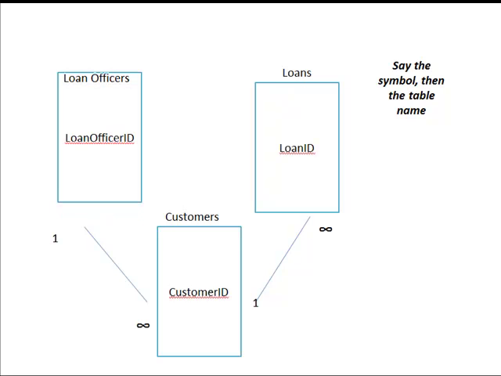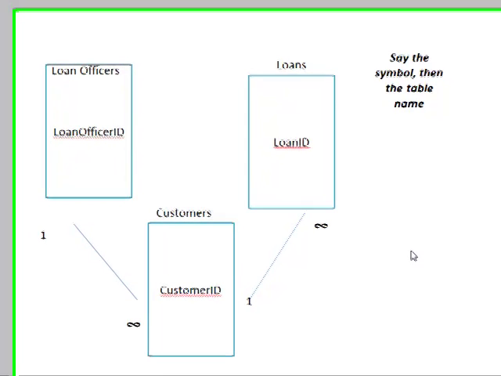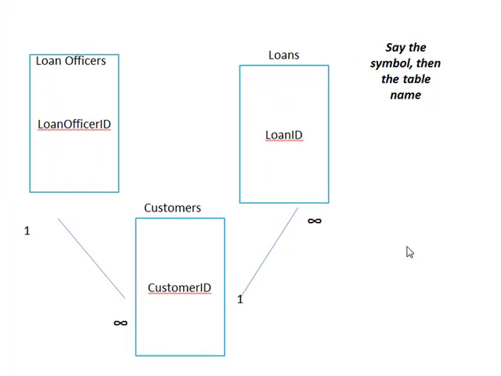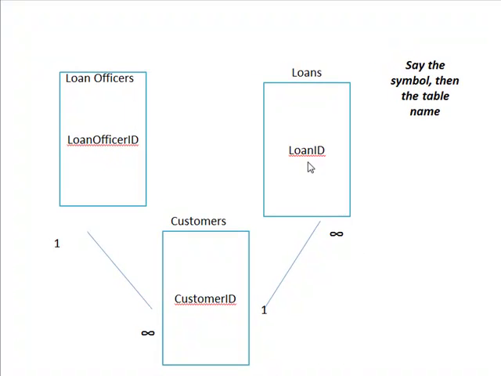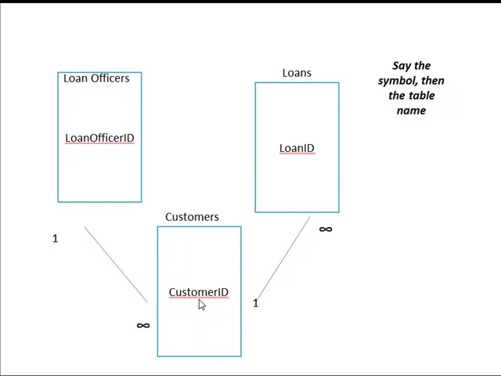Well, the next step is really easy. Every single table gets its own primary key, and it's pretty much name of the table ID. So loans will have a primary key field called loan ID. Loan officers will have a primary key field called loan officer ID, and customers get a primary key called customer ID. They'll be the first field that you create in these tables.